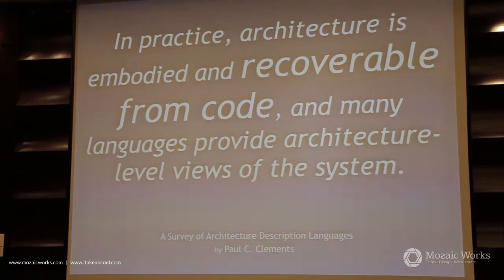So this is an interesting paper from 1996 that I found. It talks about architecture description languages. And it says, in practice, architecture is embodied and recoverable from code. Do you think this is the case anymore? I'm not sure it is. I'm not sure if you look at any traditional or typical Java or C# or Ruby system that you can extract the architecture model from the code. I think it's buried and hidden.